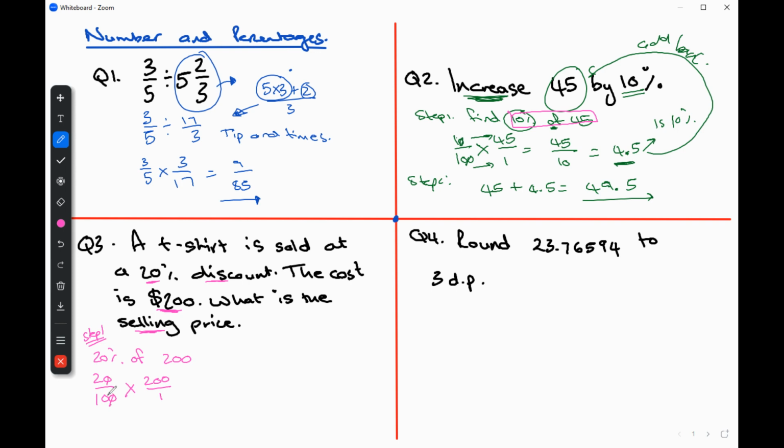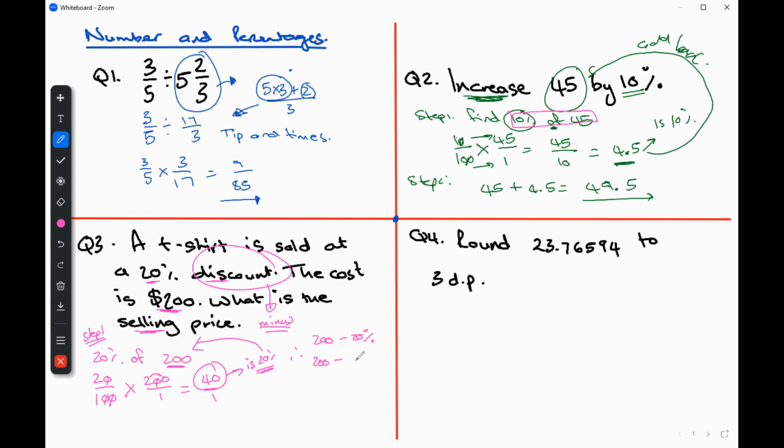Start canceling as many zeros as you can, even across, because it's multiplied. 2 times 20 is going to equal 40, and 1 times 1 is 1, so 40 over 1. Now because it's a discount, it means that we have to minus this amount. This is 20%, but they're saying it's on a discount. So we have to take 200 and subtract 20%.